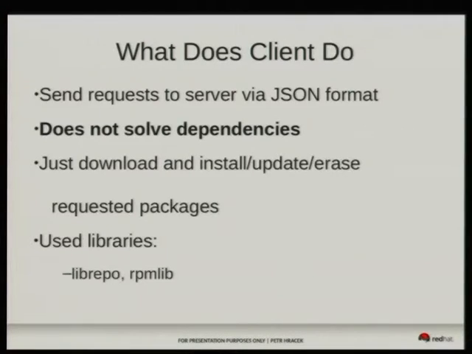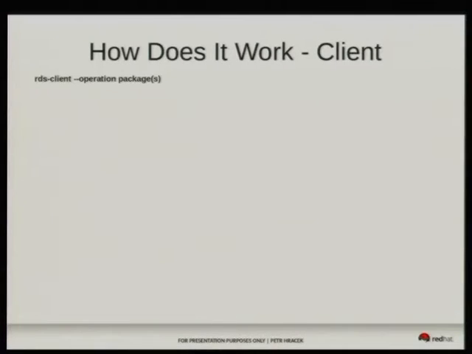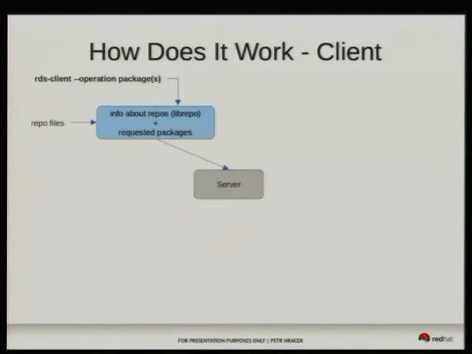So, how do clients work? In the terminal, you will type some command like you can see on the top of this slide. rds-client, double dash, type of operation that you select. You can choose install, update, or erase. And the list of packages that you want to install or do with the packages, the requested operation. What client do? Client will parse repo files. From repo files, we are getting just the URL address. And we add to this information type of operation and list of packages that you typed in a command. All of these informations are sent to server.